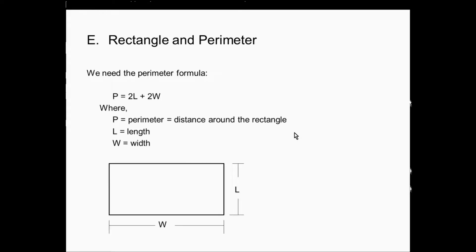Our next category of word problems, rectangle and perimeter. Later on we'll look at rectangle and area, but this time it's rectangle and perimeter. That means we need to know the perimeter formula. For a rectangle, perimeter is 2 lengths plus 2 widths. I'm always going to use L and W, the obvious letters, lengths and widths.